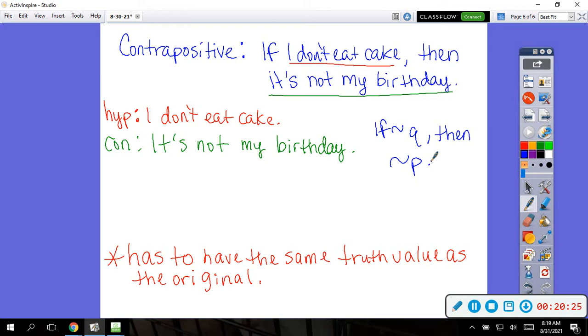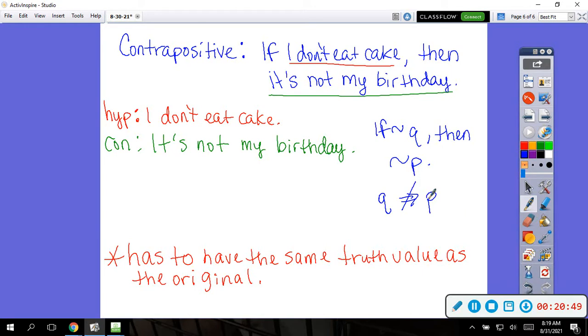And if both of those things are negatives, what happens when you do two negatives? You're back to positive. That's why it's called a contrapositive, because you're back to where you started when you took the negative of something twice. Or you could say Q does not imply P.